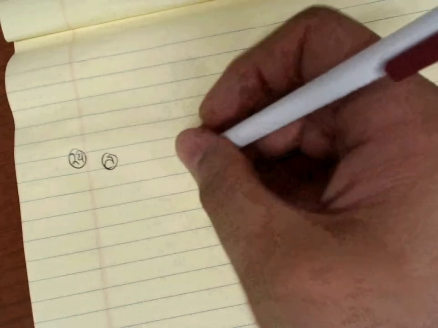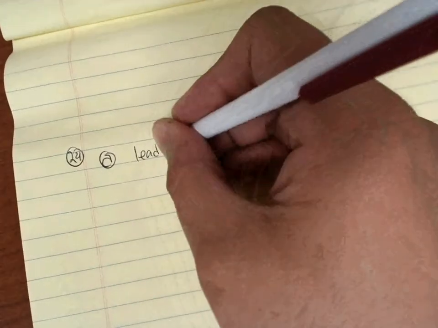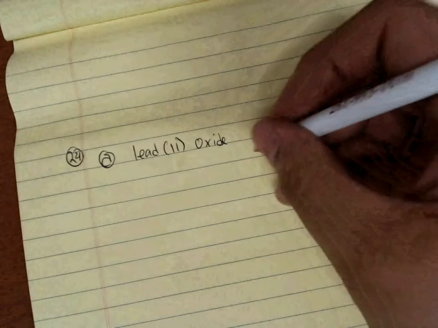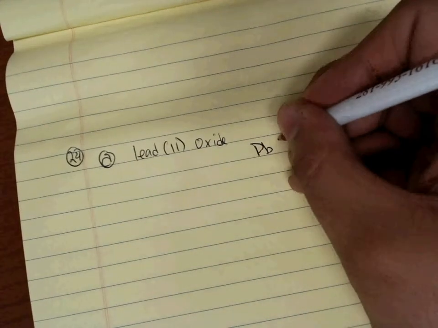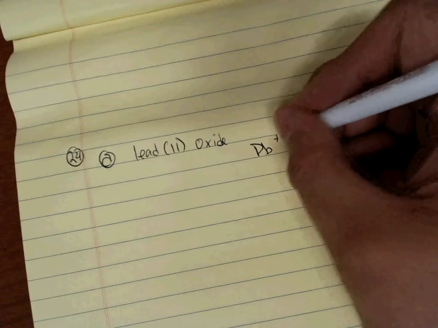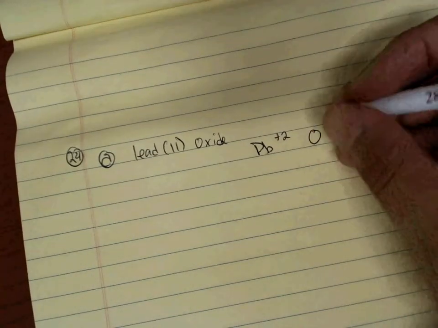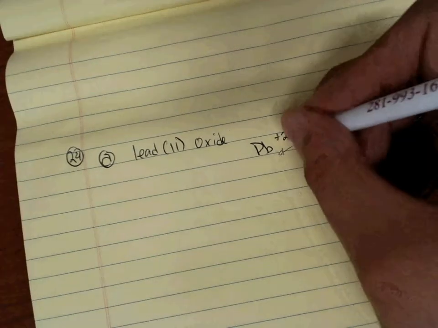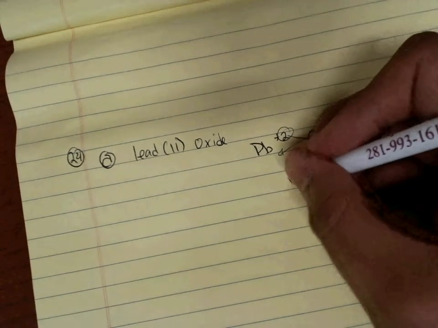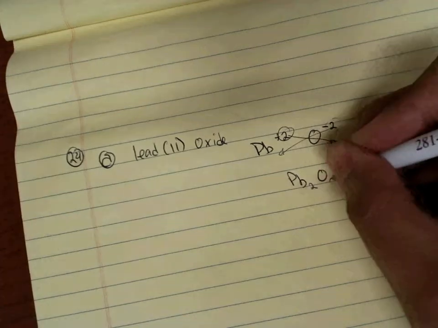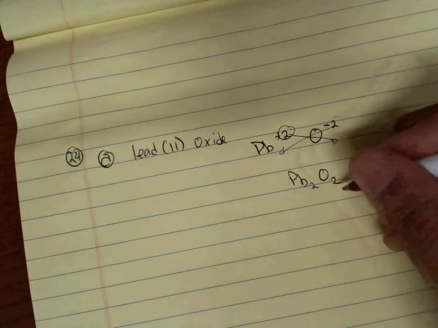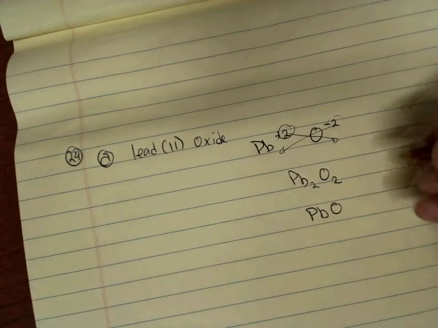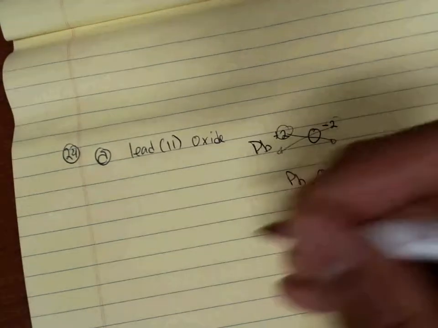A is lead 2 oxide. So lead is Pb. 2, Roman numeral 2 refers to the positive 2. And then I have oxide, oxygen, with a negative 2. I'm going to crisscross. So I should have Pb2O2. I can reduce this ratio of 2 to 2 to a 1 to 1. I should have PbO. Here is lead 2 oxide.